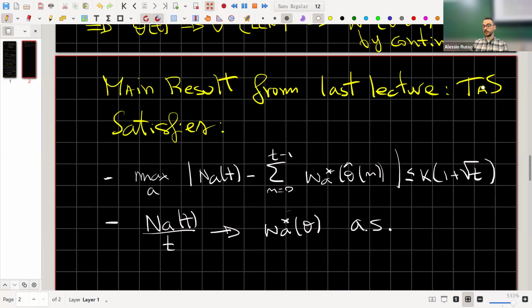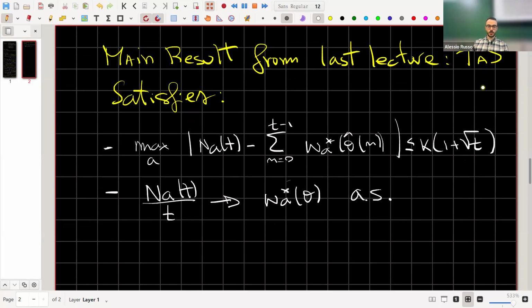So it's very important that it's square root t, because then when you divide by t, you know that the right-hand side will tend to 0. And so we use this property to show that the average number of times we selected arm A will converge to this quantity using the Cesaro lemma. Okay, so this is where we stopped yesterday. If there is any question, super clear?